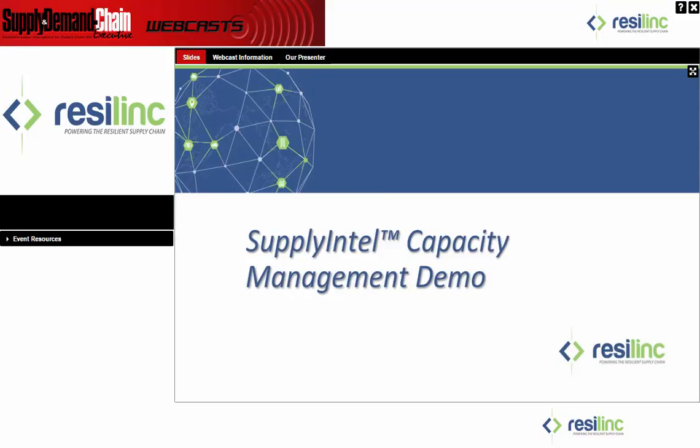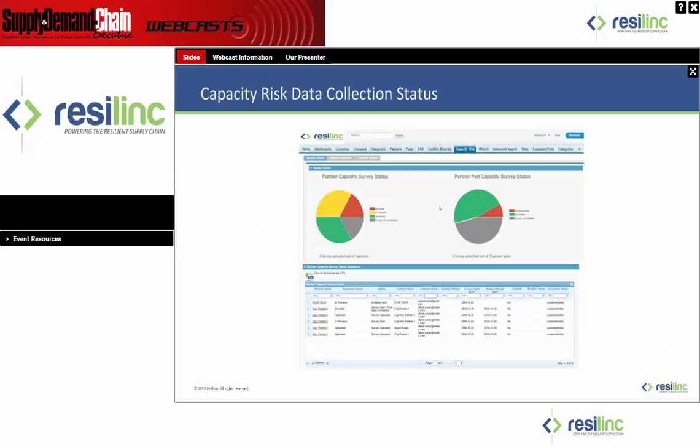Now let's go on to take a look at a small subset of this solution's functionality and how it looks in the Resolink solution. This screen here shows you the report that gives you insight into how the data collection is proceeding. Since the supplier-provided data is such a critical component to the solution, it is important for you, the customer, to have visibility into the status of the data collection process.